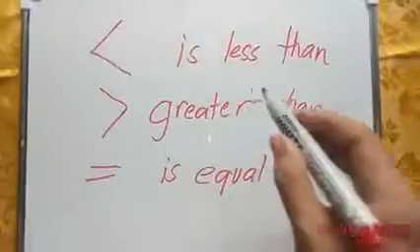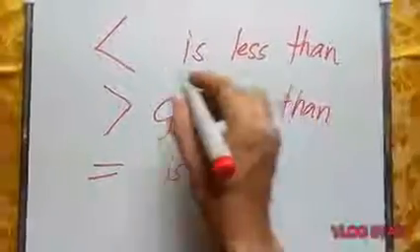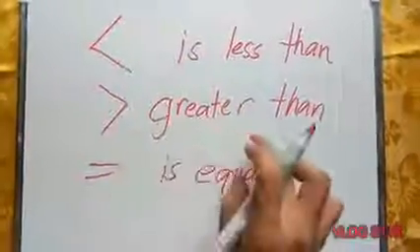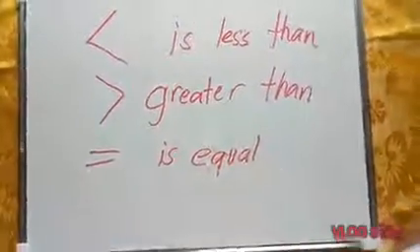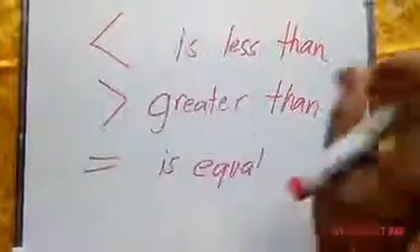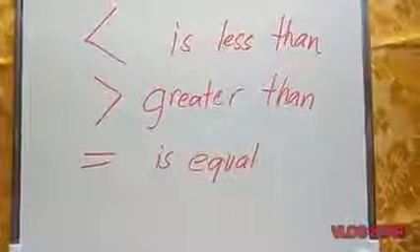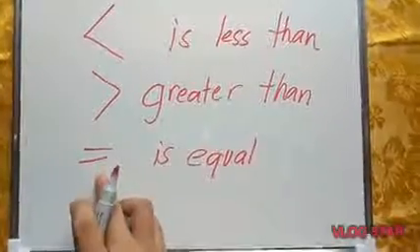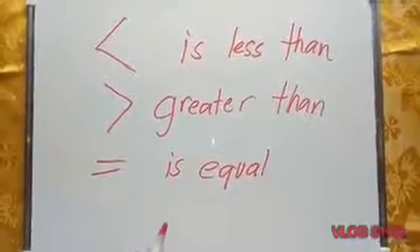In comparing numbers, we use phrases or symbols. So this one is less than, greater than, and next is equal. When we use these two signs, always remember that the mouth of the sign opens to the bigger number. And when we use equal sign, both of the numbers are the same.